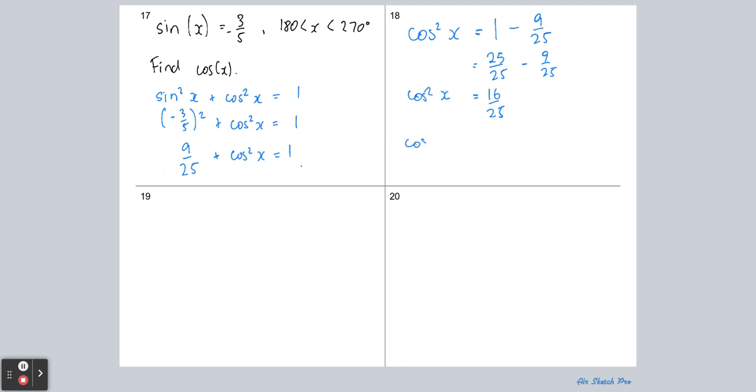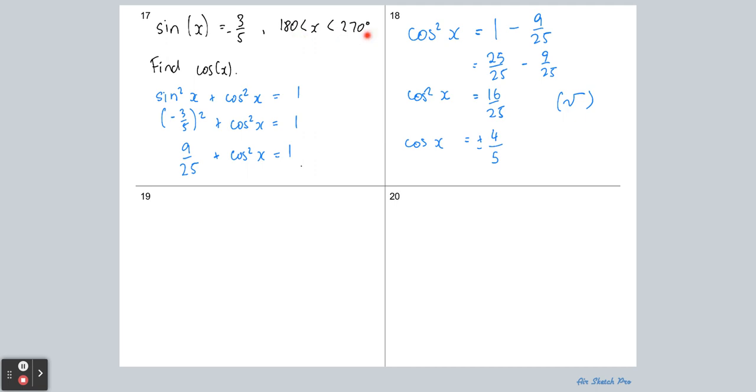But I need cos x, so I'm going to square root both sides. So the square root of cos squared x is cos x, and the square root of 16 over 25, well, you can square root the top and the bottom of that. So the square root of 16 is 4, and the square root of 25 is 5. Now here's something that I didn't do last time: when I square root both sides of an equation where there's a variable involved, it means the square root really should be plus or minus. So it's in fact plus or minus 4 over 5. So which one of those is the actual solution, or could both be the solution?